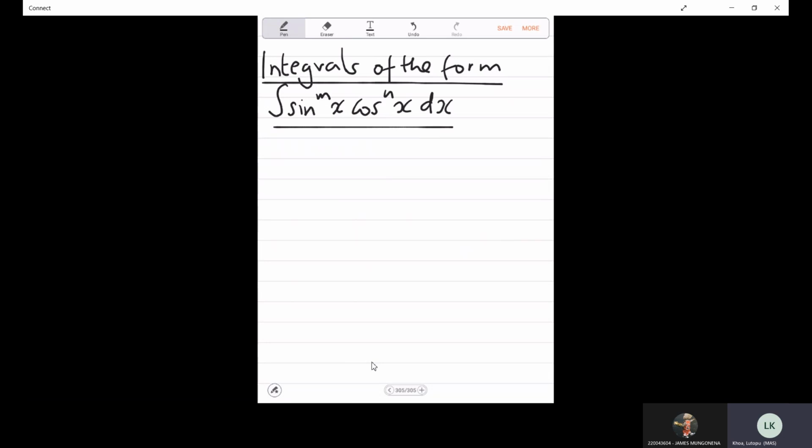So previously we just had sine to the power of something by itself, cos to the power of something by itself, and now we see what do we do when we have a product of the two. The idea is pretty much the same. With your odd power, you will try and rewrite it as an even power times 1, and then you can use the identity sine squared x plus cos squared x is equal to 1.